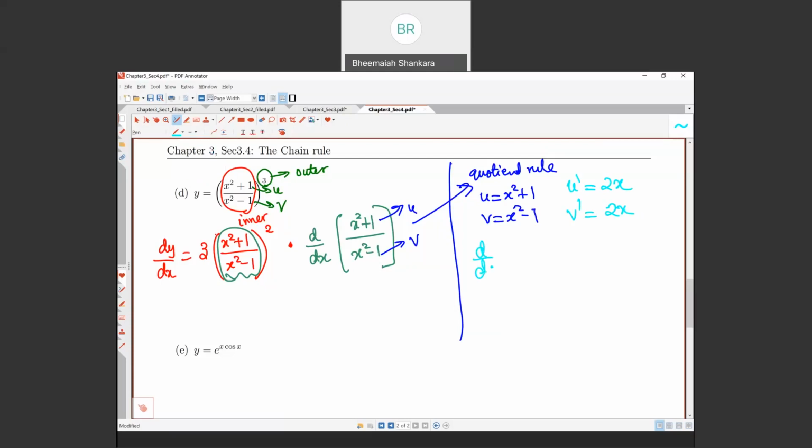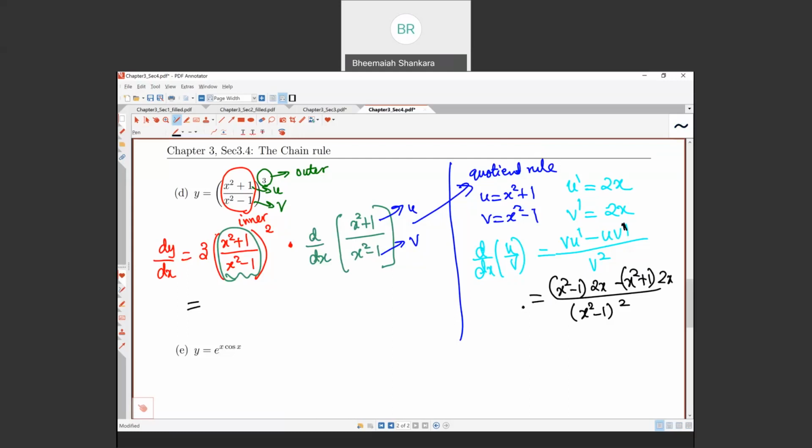The quotient rule says if you want to derive u over v, you have v squared in the denominator, and start with v times u prime minus u times v prime. So when we plug all these in, it looks like this. This is x squared minus 1 squared, start with x squared minus 1, multiply it by u prime, minus u, which is x squared plus 1, times v prime. v prime will be 2x. So this is the whole differentiation of x squared plus 1 divided by x squared minus 1.